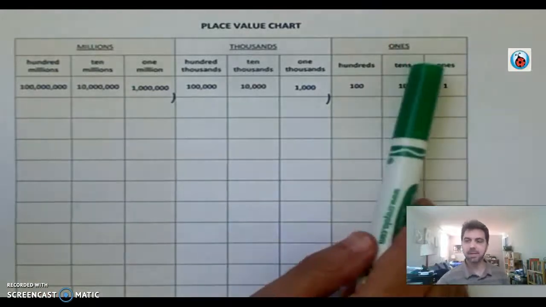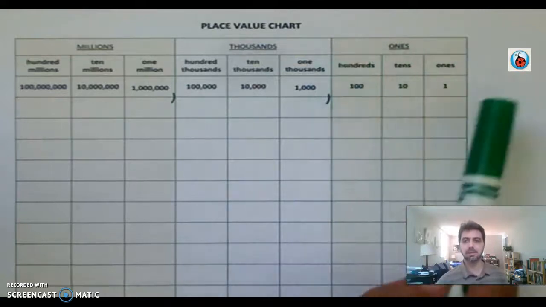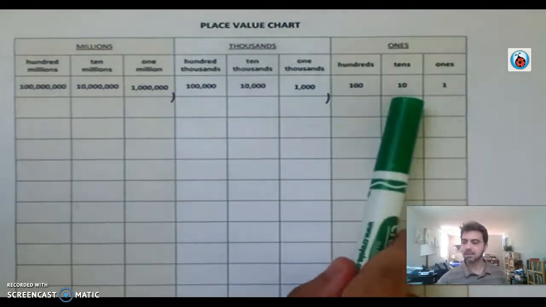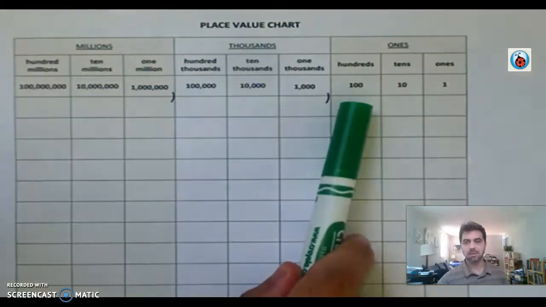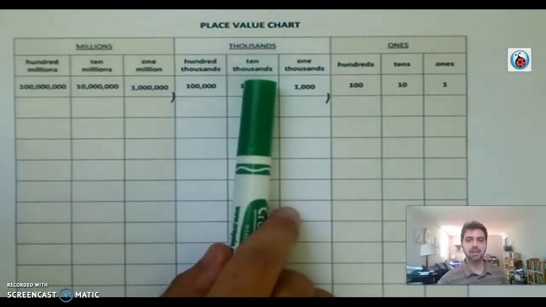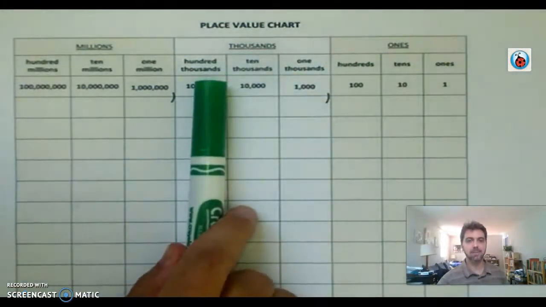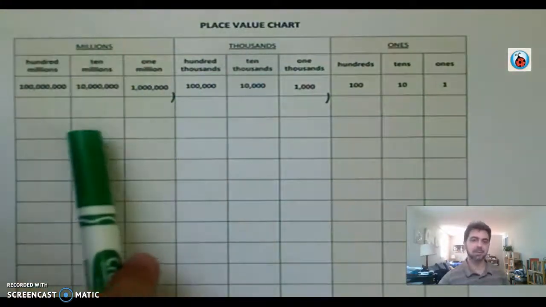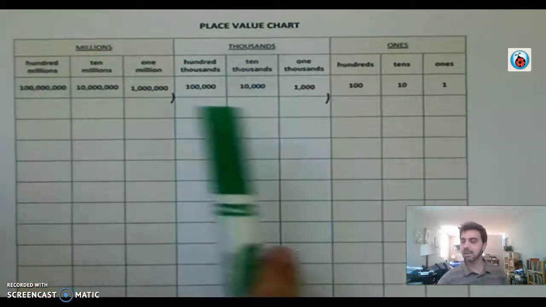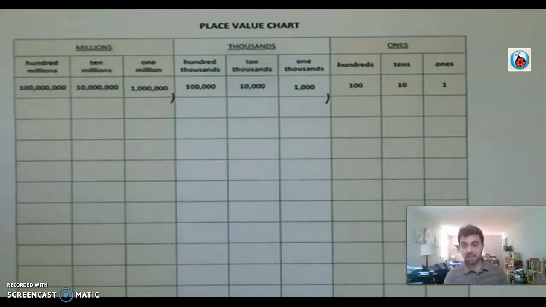So let's get familiar with it. Over here we have the ones period. You could have 1 one, 10 ones, or 100 ones. Over here we have the thousands period, so you could have 1,000, 10,000s, or 100,000s. And then over here we have the millions period, so we've got 1 million, 10 million, or 100 millions. Of course it goes to billions and trillions and on and on, but for now let's just stick with the ones, thousands, and millions.